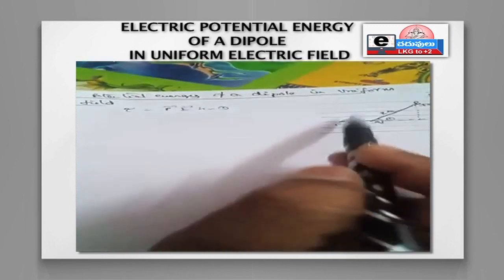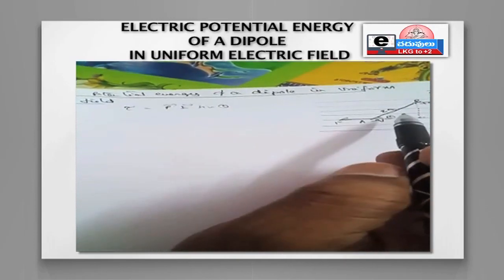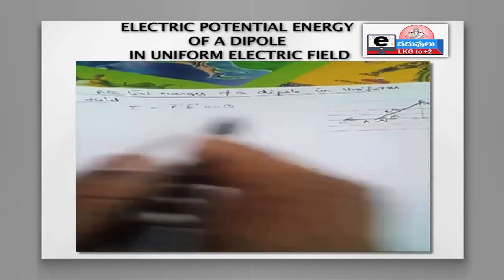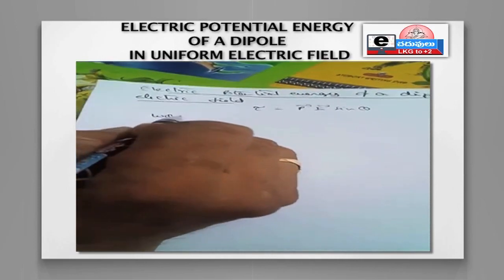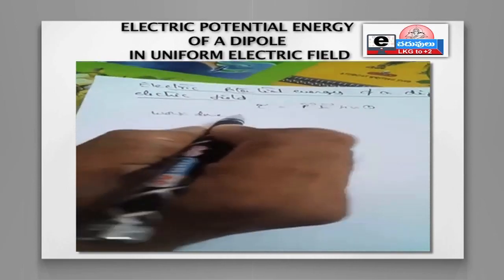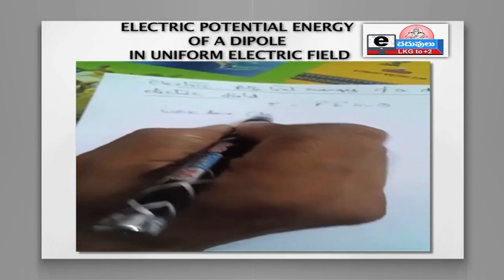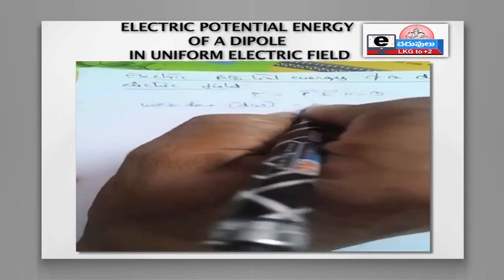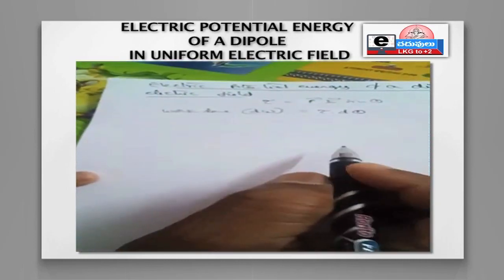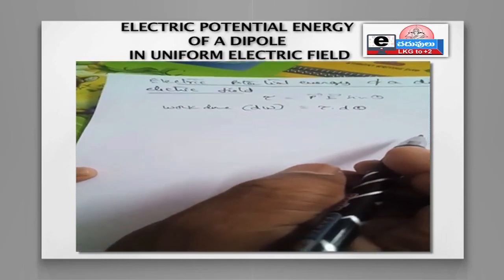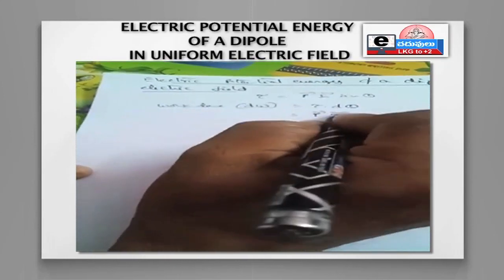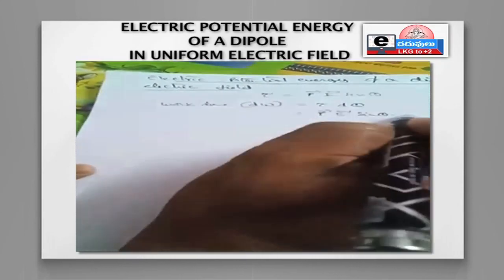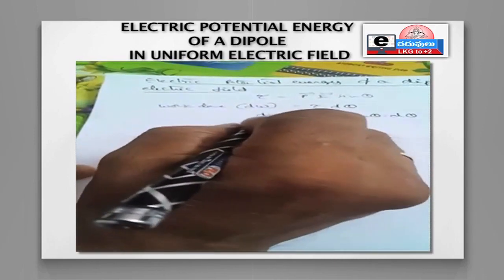Now I want the work done in rotating the dipole through a small angle d theta. This is W. We have studied in the 11th class that work is torque multiplied by the rotation. Torque is already PE sin theta, and now this d theta is there. This is the small work done.